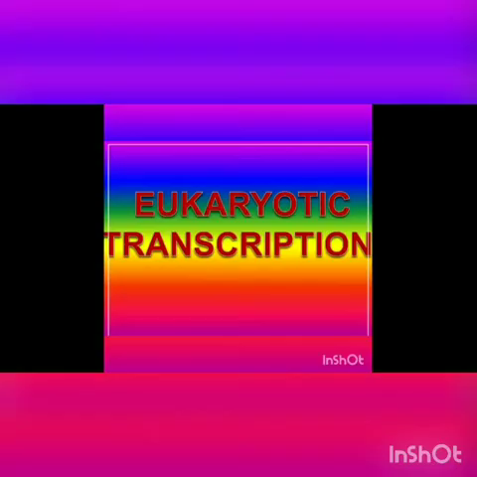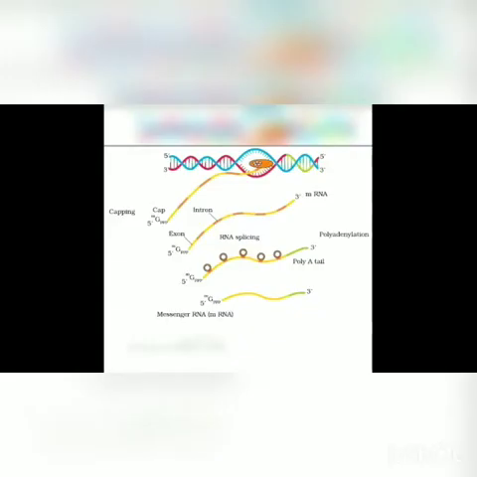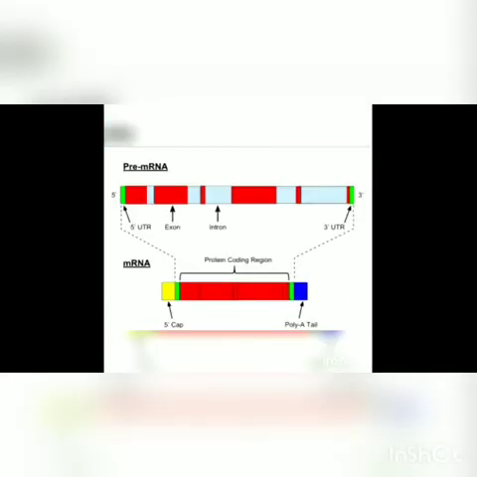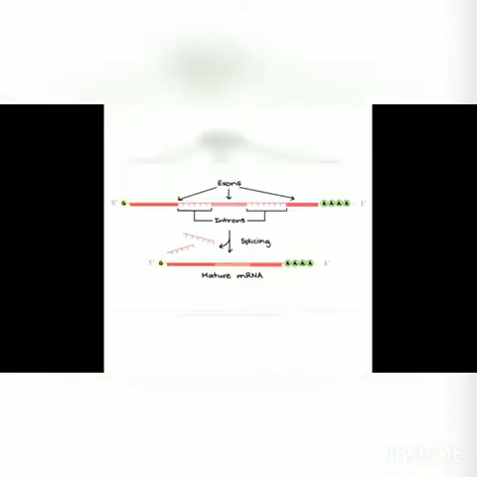In eukaryotes, the monocistronic structural genes have an interrupted coding sequence. Coding sequences are called exons, the expressed sequences, and non-coding sequences are called introns. The introns are removed by the process called splicing. What is meant by splicing? So the introns are removed by the process called splicing.